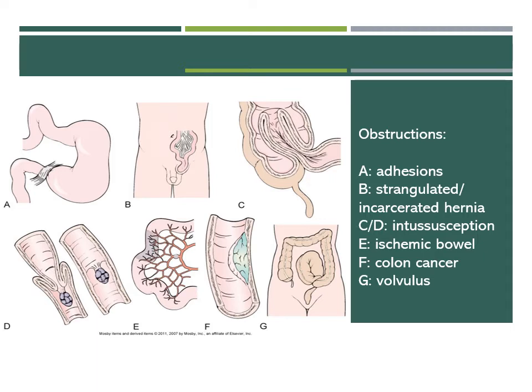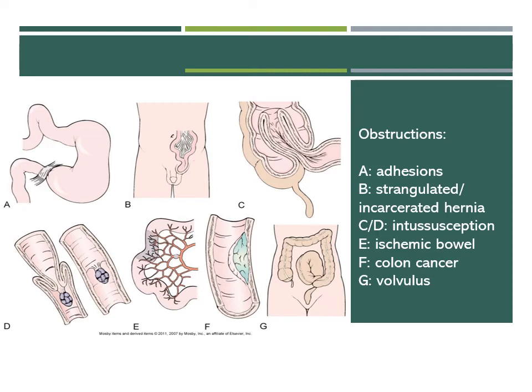And G is what's called a volvulus. It's where part of the large intestine twists on itself, and this can happen at the sigmoid, and it's called a sigmoid volvulus, and it can happen at the cecum, and that's called a cecal volvulus. And once it twists like that, you need urgent surgery to untwist that. Otherwise, that entire portion that's twisted will die.